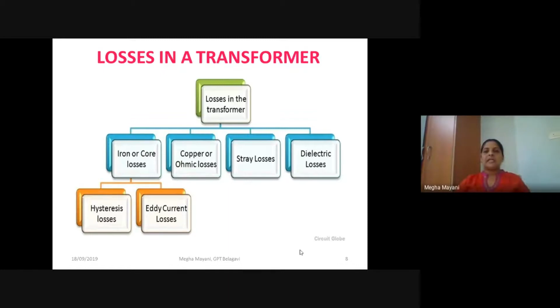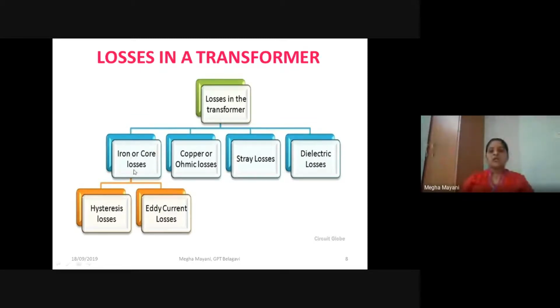So basically the losses in a transformer can be of four types. The first loss is called the iron loss or the core loss. The second type of loss is the copper or ohmic loss. The third type of loss is called stray loss. And the fourth one, dielectric losses.